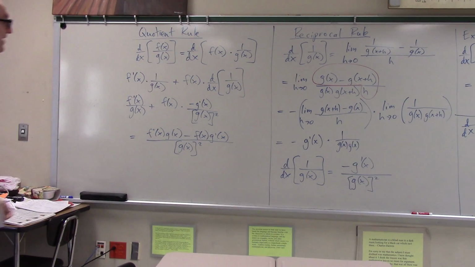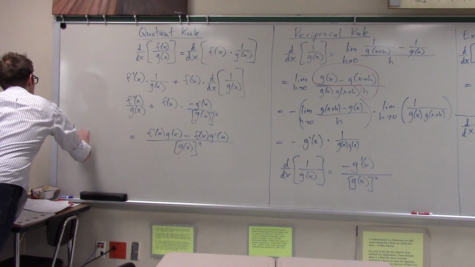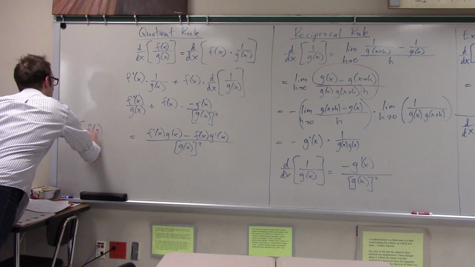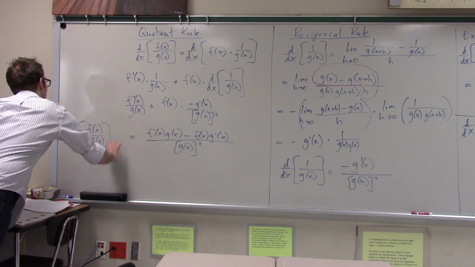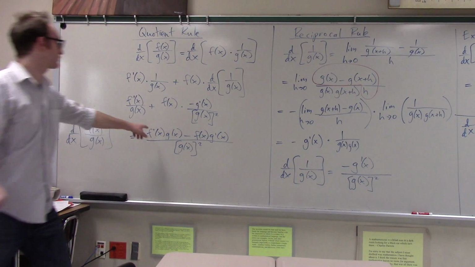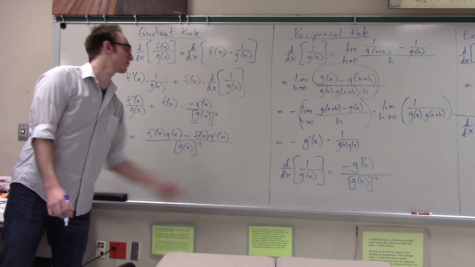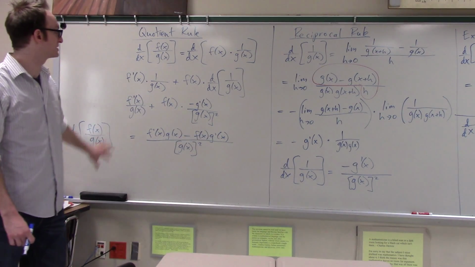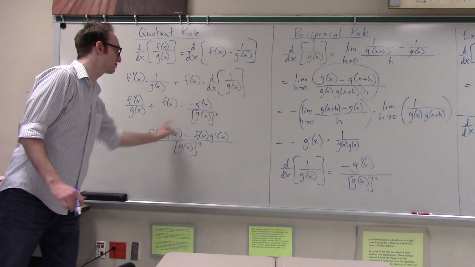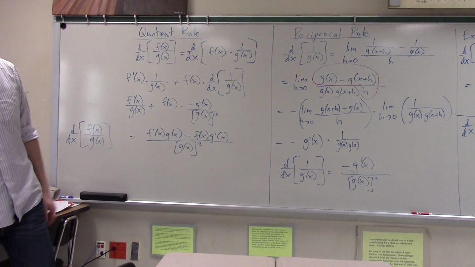And this is the famous quotient rule. It says that the derivative of the quotient of two functions is the derivative of the first times the second minus the first times the derivative of the second. And now the situation is not symmetric anymore, so you do need to make sure you don't mess that up.